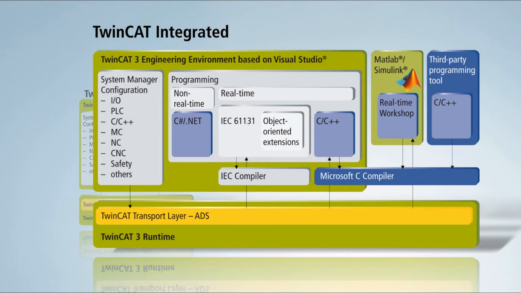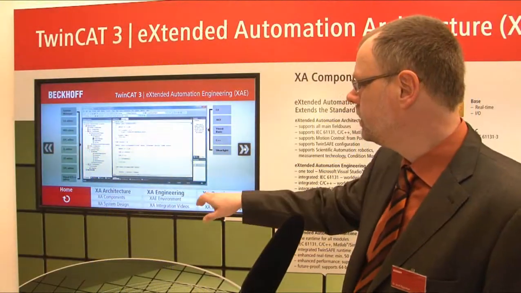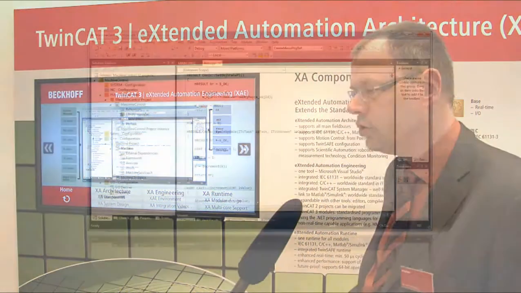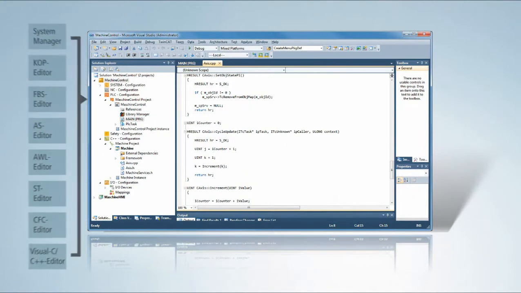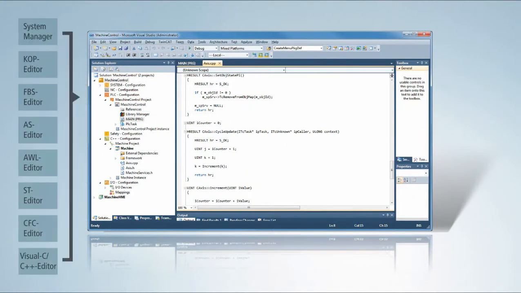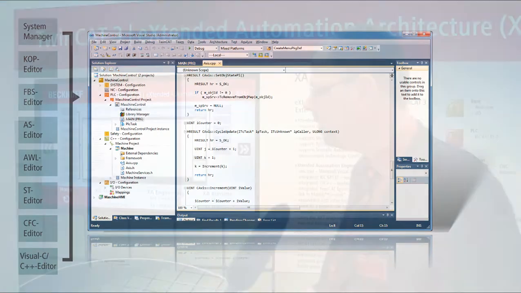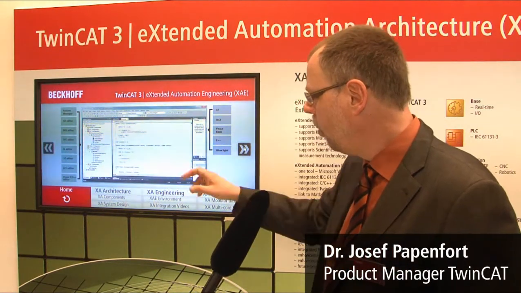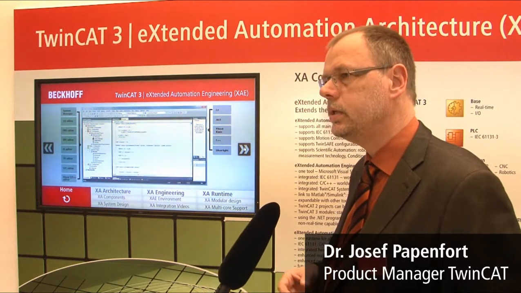Since everything is based on Microsoft Visual Studio, it is also possible to use further programming languages, such as C# or other .NET programming languages, in the same frame and in the same environment, but definitely not for real time programming. Here you can see a screenshot. Based on Microsoft Visual Studio, we have integrated various tools, such as the System Manager and editors for various IEC programming languages. We also have the possibility to use the standard Visual Studio C, C++ editor in order to also edit, compile and debug C code in the same environment and in the same tool.